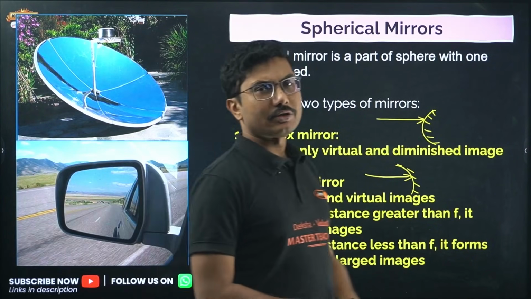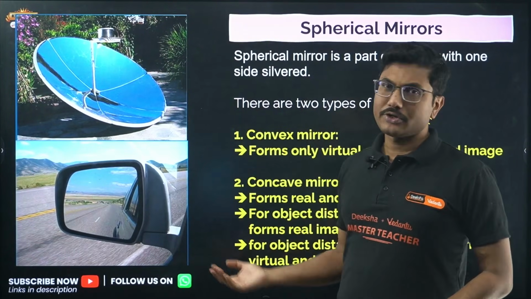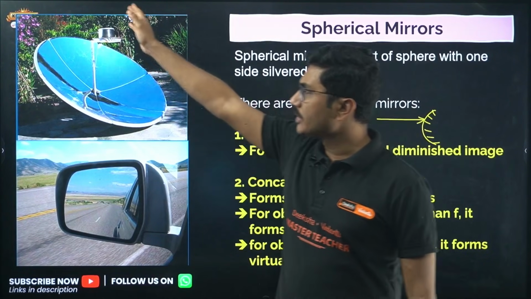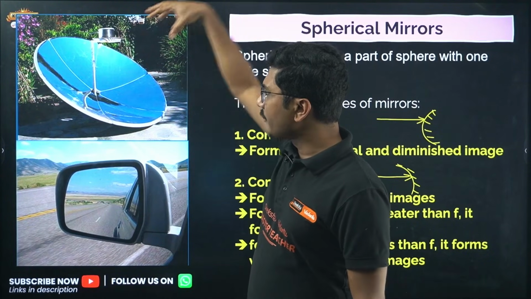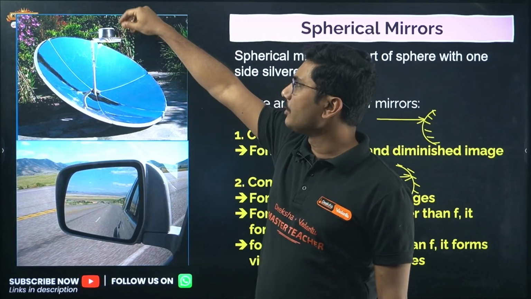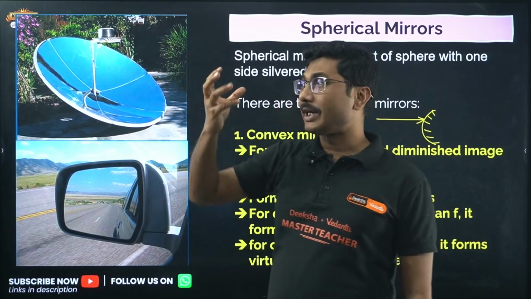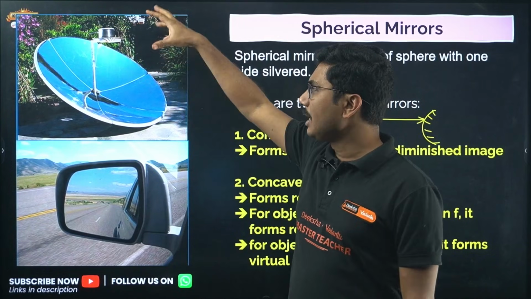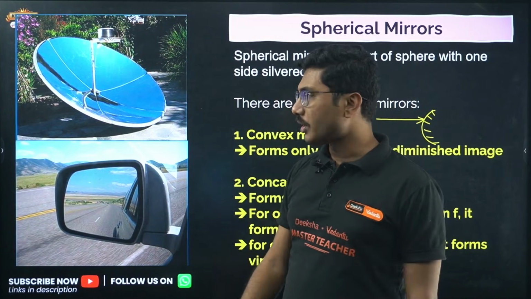Okay, and now based on their properties, there are multiple applications of them. First of all, concave mirrors are used in solar cookers. As you can see, this is a solar cooker. All the rays of light falling on this concave mirror are being focused over here, and here you have the cooking utensil which collects the heat and then heats up the food inside. Okay, this is a very basic design of a solar cooker.